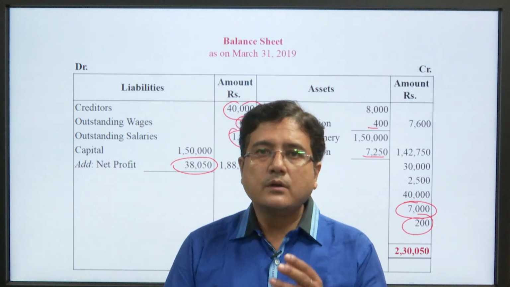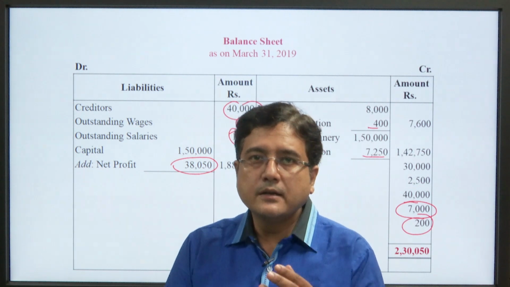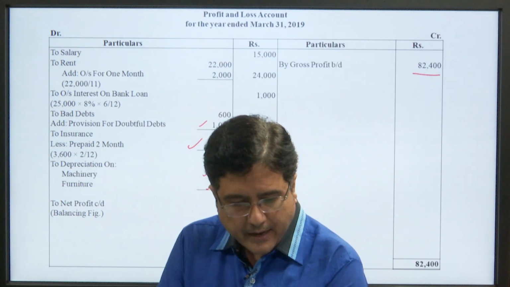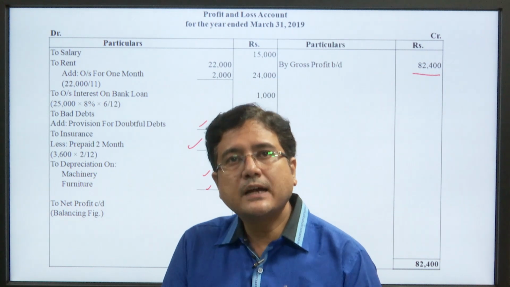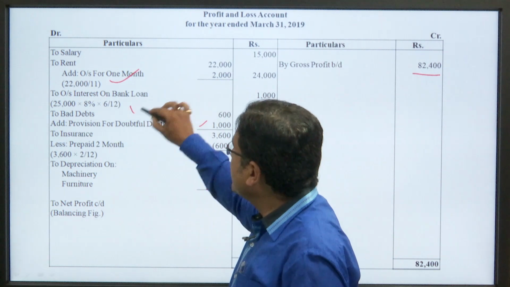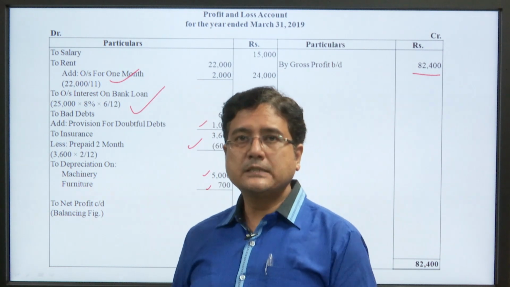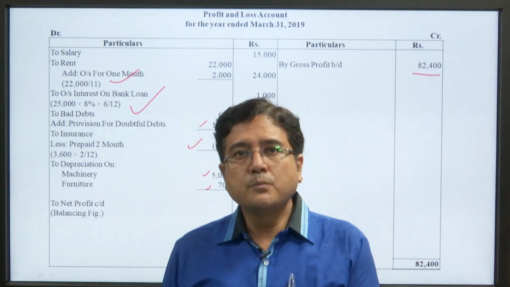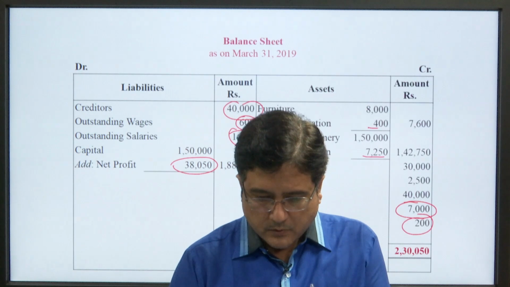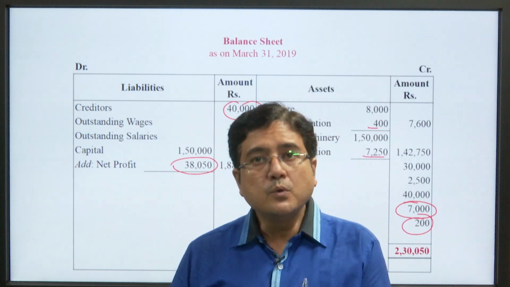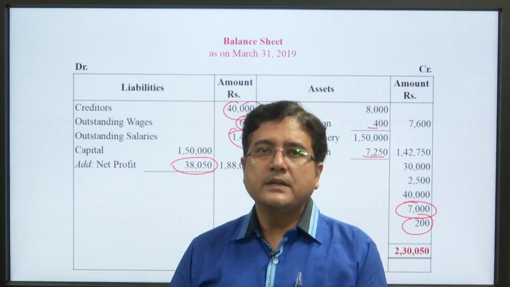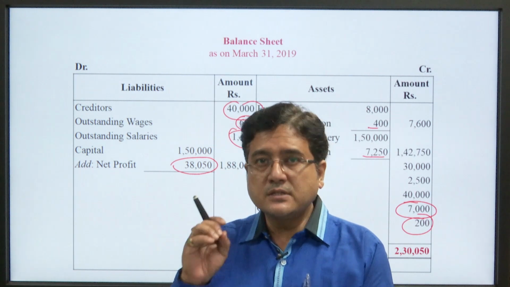On the other hand, when we talk about outstanding, they must be added in the debit side of the profit and loss account, like outstanding of 1 month rent, outstanding of bank loan, all part of expenses, and we need to pay. So, we add them in the profit and loss account, and parallelly we include them in the liability side of the balance sheet. So, these are the rules.